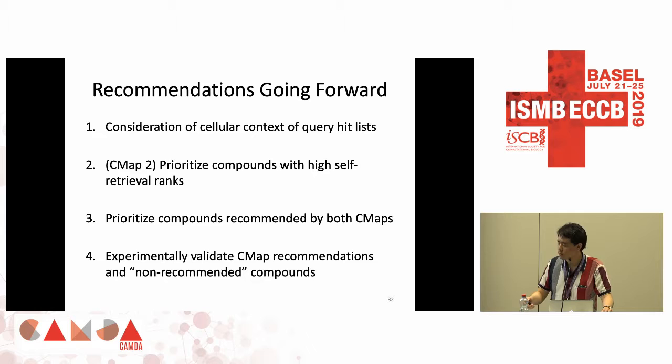The third point is, if people ask me, okay, in this case, which CMAP would you recommend to use? I would say, if you can, use both. If you query both of them and you have certain compounds that are jointly recommended by both CMAPs, then you could prioritize testing those double hits. It probably would give you a higher success rate.